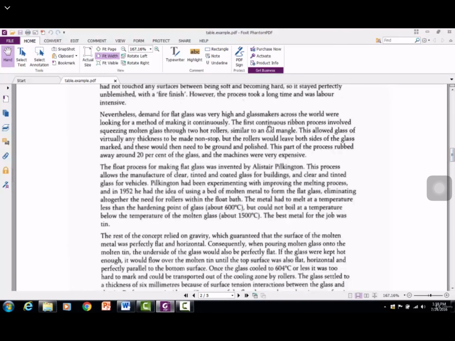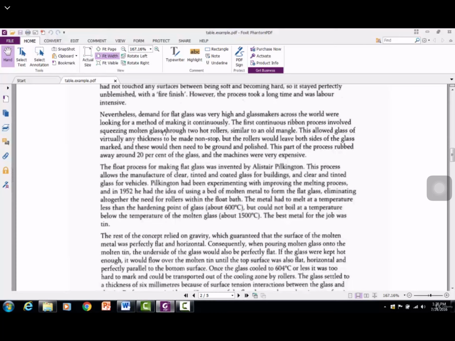All right, so the first continuous ribbon process involves squeezing molten glass through 2 hot rollers, similar to an old mangle. No word that means the same as varying yet. This allowed glass of virtually any thickness. There's our answer right there. The word any is similar to the word varying. Any means it could be anything. It could be 1, it could be 2, it could be 3, it could be 4, any, right? Any is a synonym for varying. So our correct answer here is thickness.